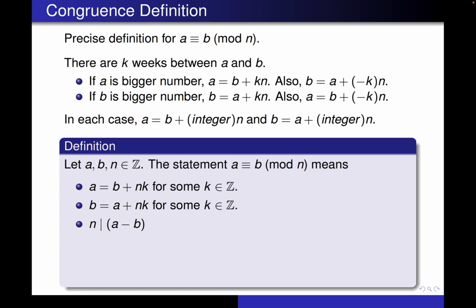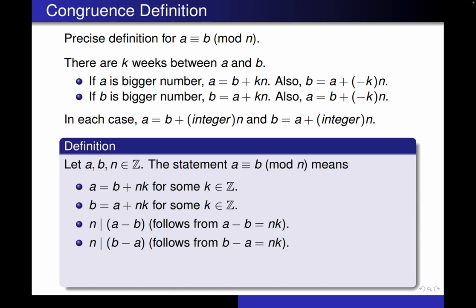It's maybe not obvious to see, but this is equivalent to n dividing A minus B. If you take that first equation and subtract B from both sides, you get A minus B equals nk. That is exactly what it means for n to divide evenly into A minus B. And similarly, if you take that second equation and subtract A from both sides, you can see that that's the same as saying that n divides evenly into B minus A.